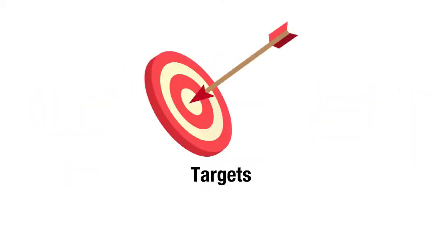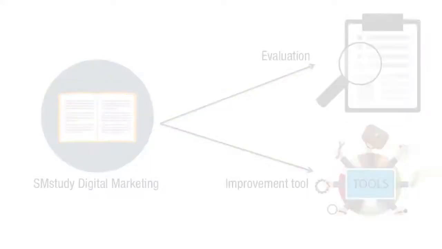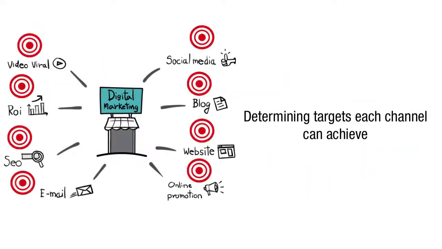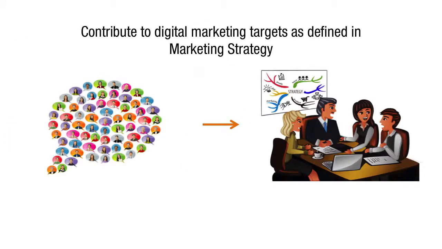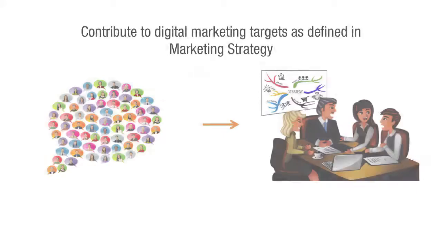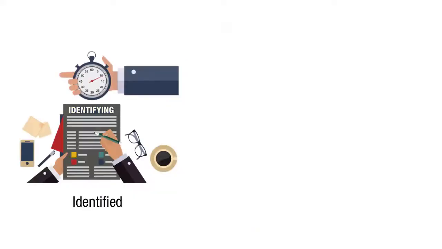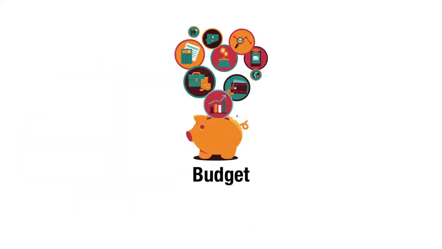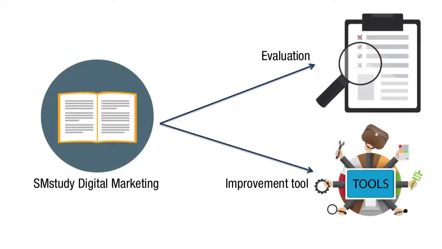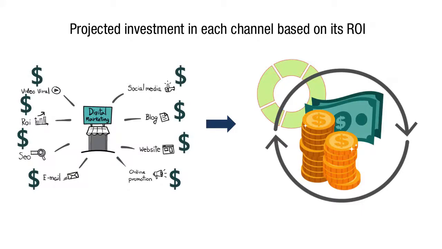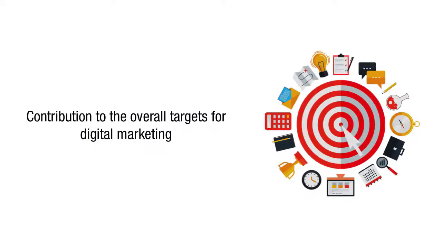1. Targets. The SMstudy Digital Marketing Evaluation and Improvement Tool helps in determining the targets that each channel can achieve. The sum of the specific targets should contribute to the overall digital marketing targets as defined in the marketing strategy. If there are any overlaps among the digital marketing channels, then these should be clearly identified and accounted for. 2. Budget. The SMstudy Digital Marketing Evaluation and Improvement Tool helps in determining the projected investment in each channel based on its ROI and contribution to the overall targets for digital marketing.